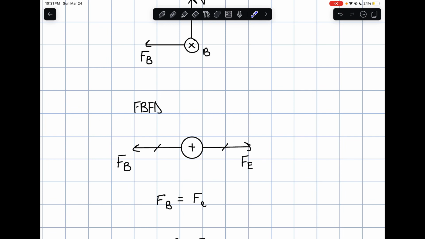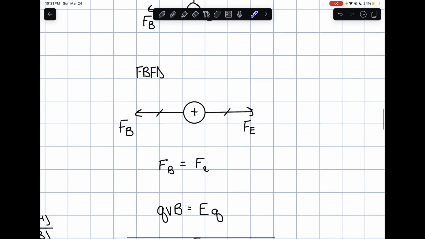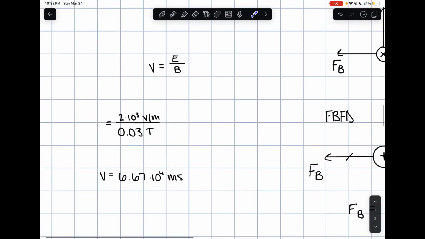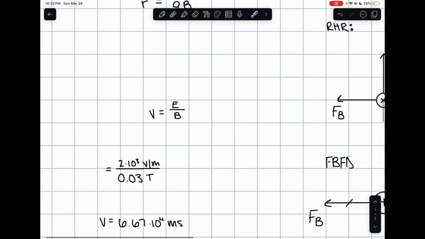We can then set up the equation FB is equal to FE. From there, we can replace with qv times B equals Eq. As you notice, the charge drops out, and we're left with velocity equals the electric field over the magnetic field. So, let's solve for our velocity now using the equation we just found through forces.